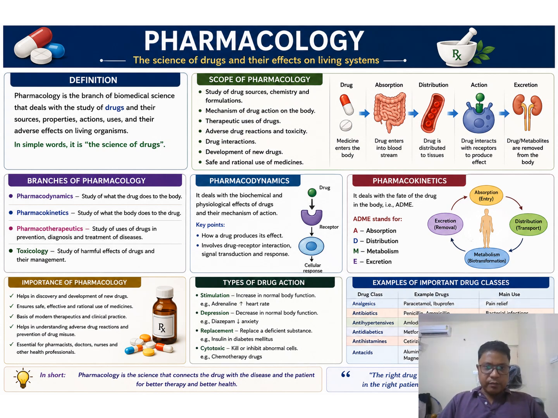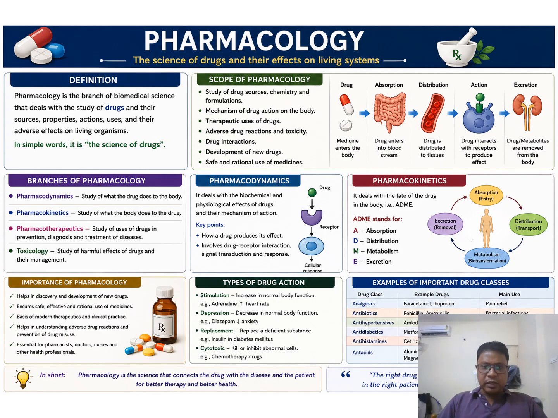Branches of pharmacology. Pharmacology has major branches like pharmacodynamics, the study of what the drug does to the body, and pharmacokinetics, the study of what the body does to the drug. Then pharmacotherapeutics, the study of uses of drugs in the prevention, diagnosis, and treatment of disease. And toxicology, the study of harmful effects of drugs and their management.